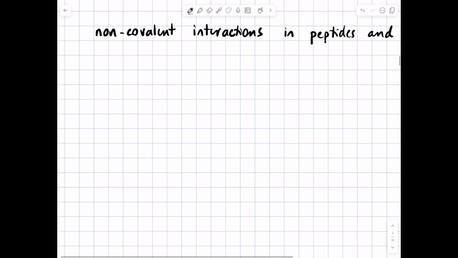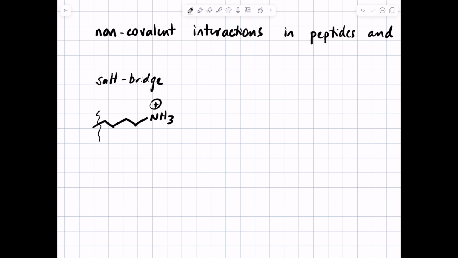Well, one of the most obvious ones is called a salt bridge. This is an ion-ion interaction or an ion pair. It involves a positively charged side chain on one side, so we might do the lysine side chain. By the way, in the lysine side chain, if this is the alpha carbon, the positively charged ammonium group is on the epsilon carbon. So that's how you can remember how many carbons are in the lysine side chain. You've got to get out to epsilon before you put on the ammonium group.